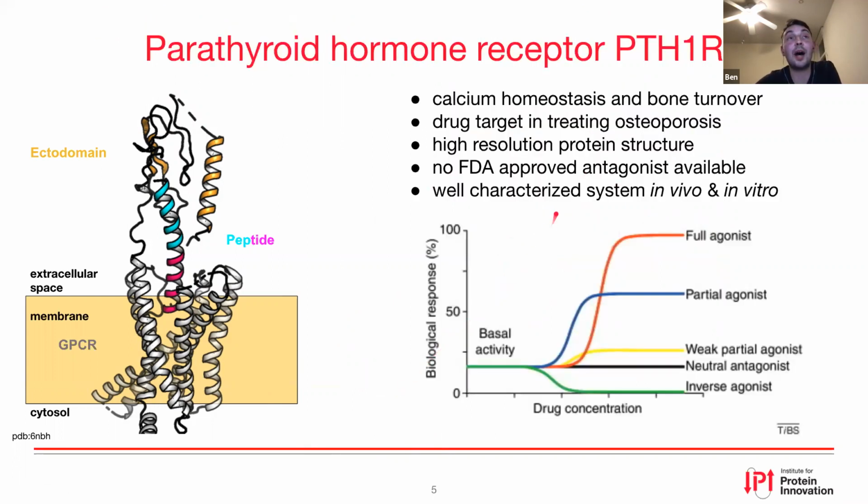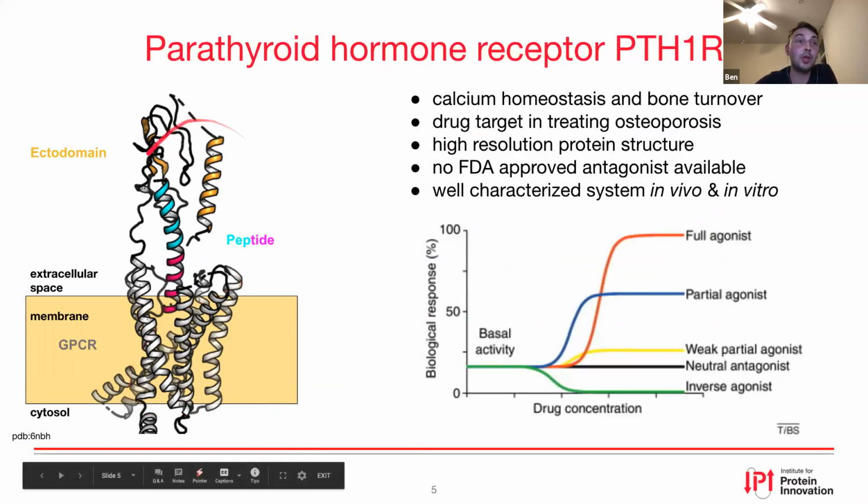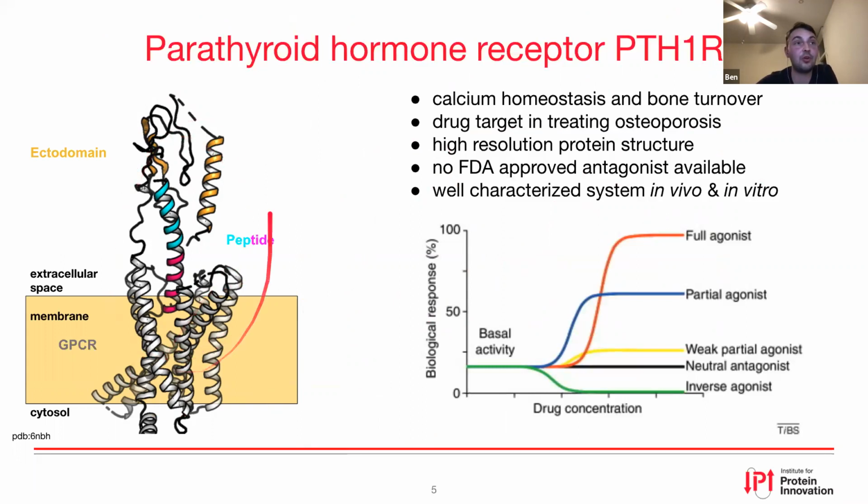I will mainly focus on one of these receptors, the parathyroid hormone receptor 1, short for PTH1R. I chose this receptor because the cryo-EM structure is very high resolution and gives us a good input structure, shown over here with the peptide bound. It is involved in calcium homeostasis and bone turnover, so it's a drug target in osteoporosis. And it is one of the better characterized class B GPCRs.